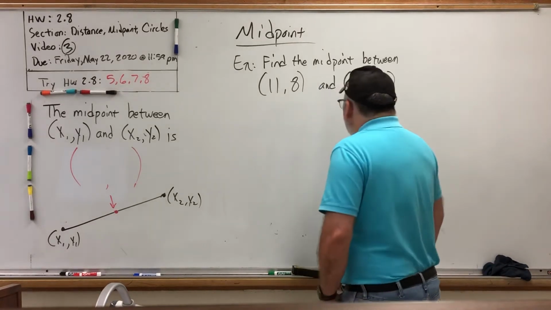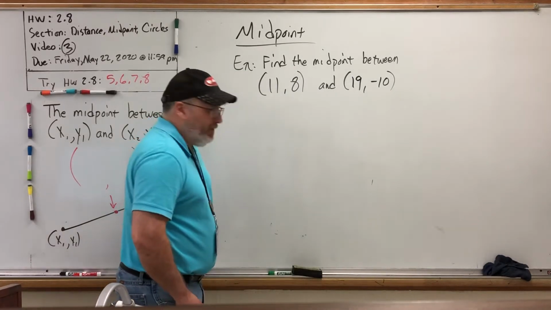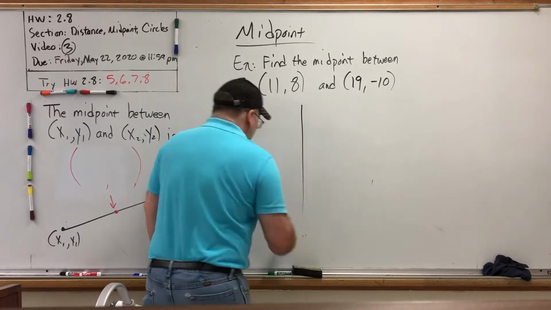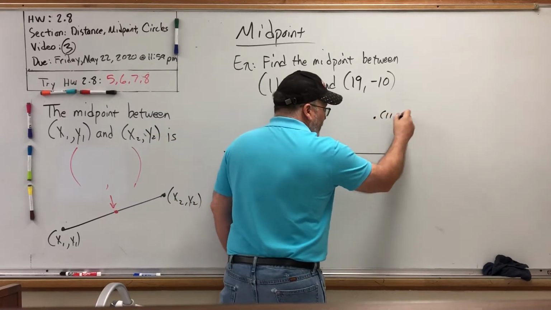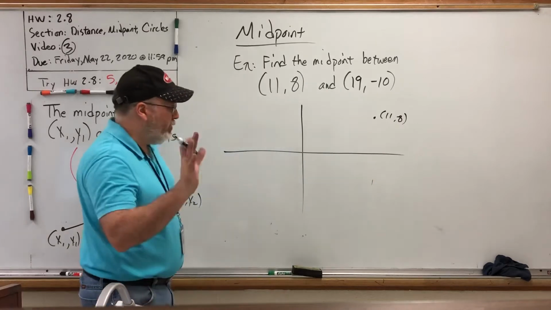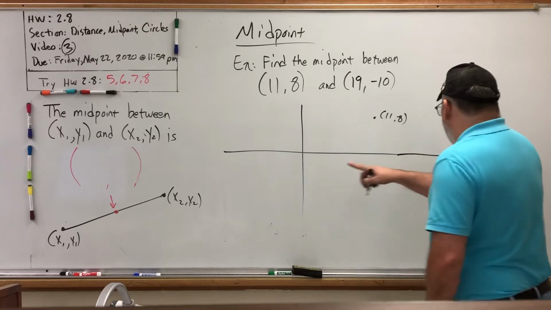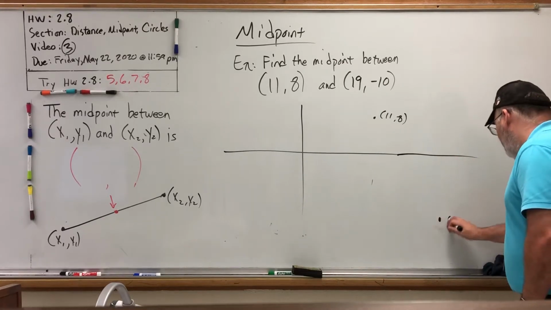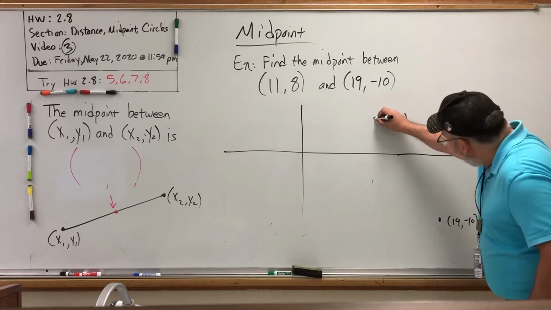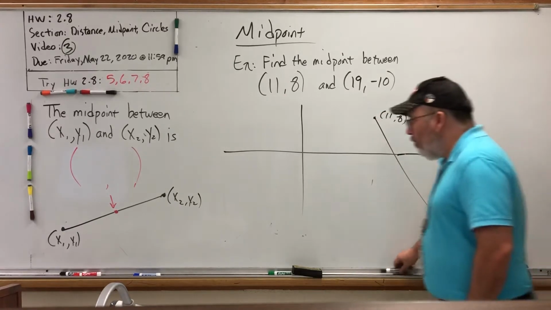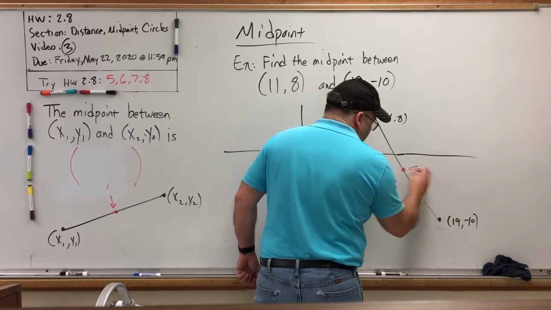Now, what do I mean by midpoint? For example, 11,8 and 19,-10. If we were to locate those on a coordinate plane, over 11 up 8 is about here somewhere, clearly not drawn to scale, I just threw the number out there. And 19,-10 is further to the right and down here somewhere. What we're asking for is if we were to connect those, what are the coordinates of the point in the middle, which is around here somewhere.